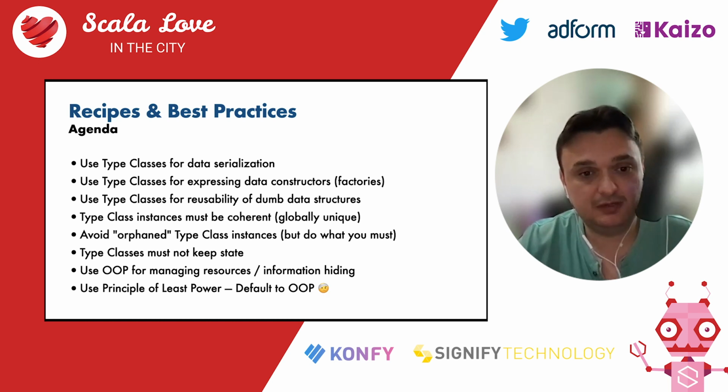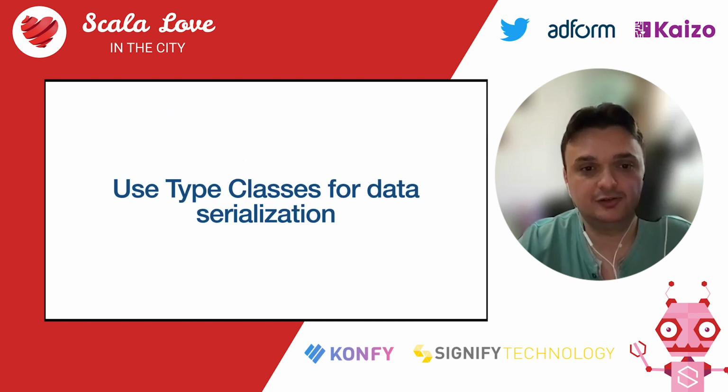Type class instances must be coherent, globally unique. This is a best practice that cannot be enforced by the compiler. Of course, we can ignore that when we need to, but it's best if we keep it as a best practice. Avoid orphaned type class instances, but do what you must. Type classes must not keep state. Use OOP for managing resources and information hiding. And this one is going to be painful. Use the principle of least power, default to object-oriented programming. Sorry. Use type classes for data serialization.